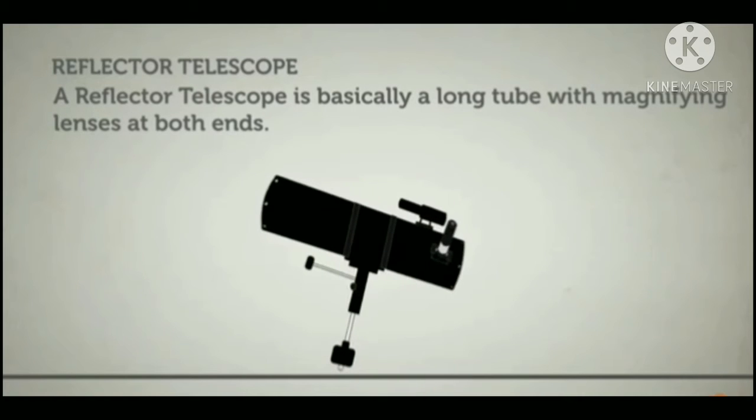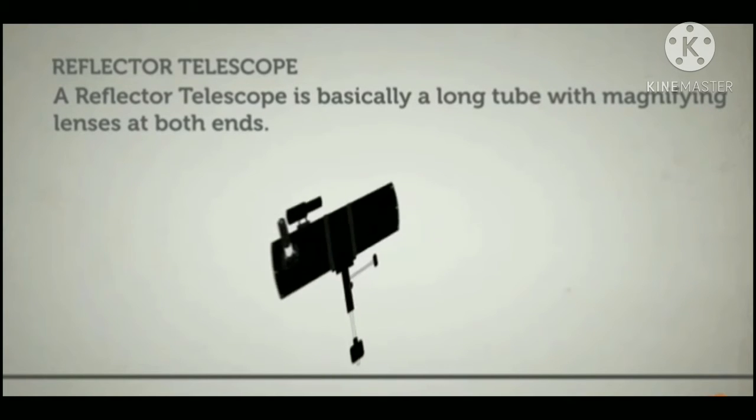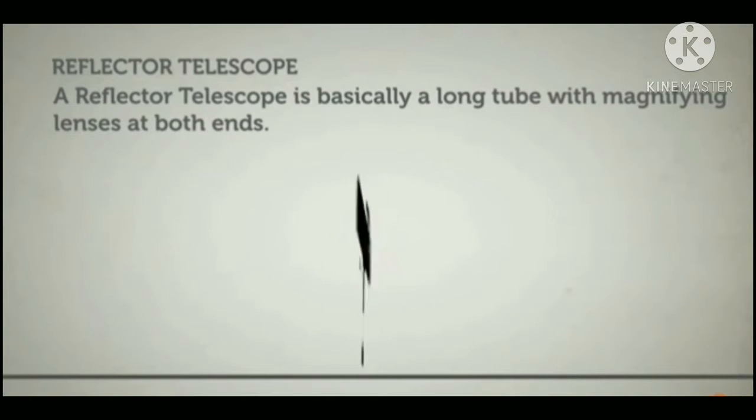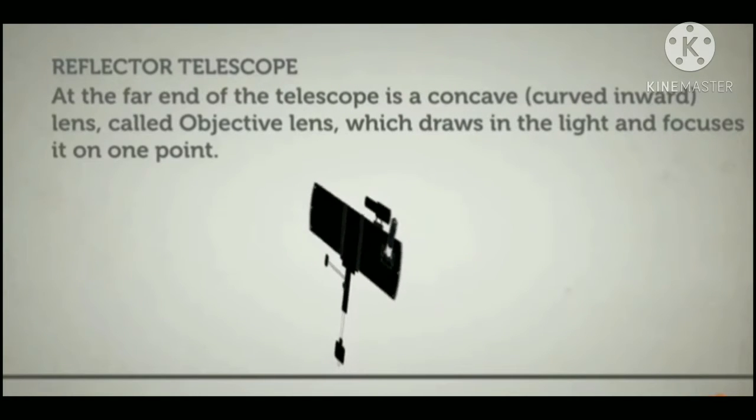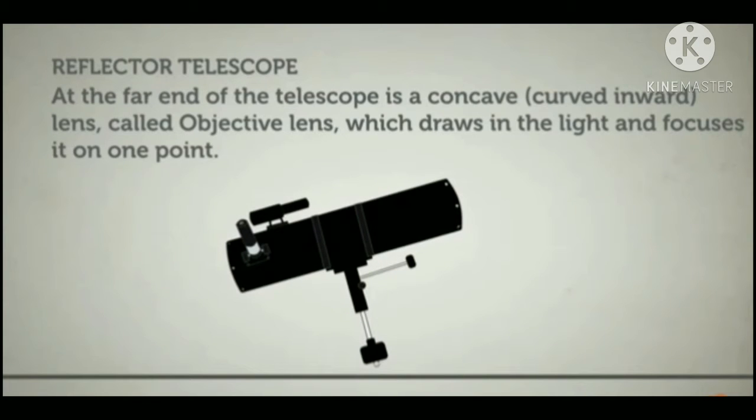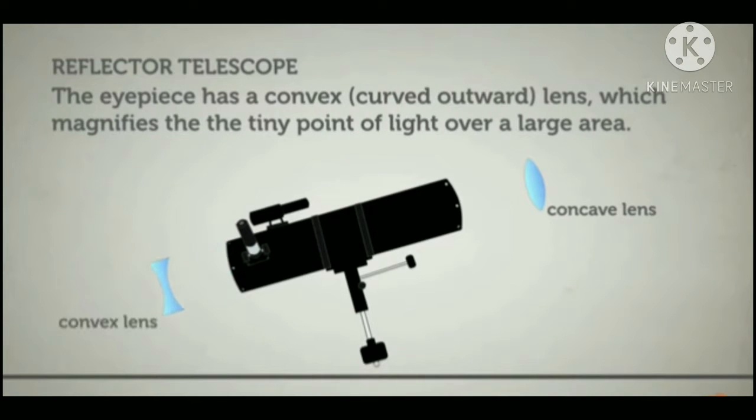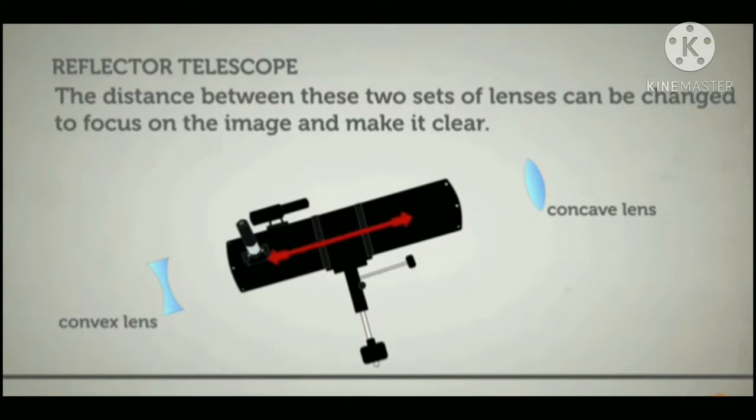Refractor telescope. A refractor telescope is basically a long tube with magnifying lenses at both ends. At the far end of the telescope is a convex lens called the objective lens, which draws in the light and focuses it on one point. The eyepiece has a concave lens, which magnifies the tiny point of light over a large area. The distance between these two sets of lenses can be changed to focus on the image and make it clear.